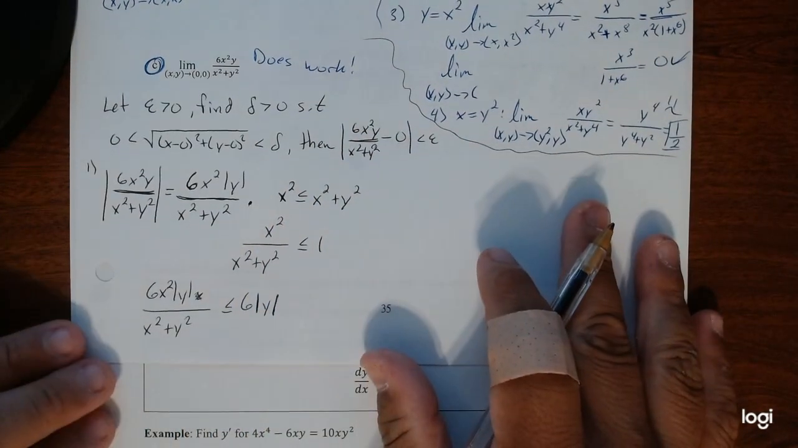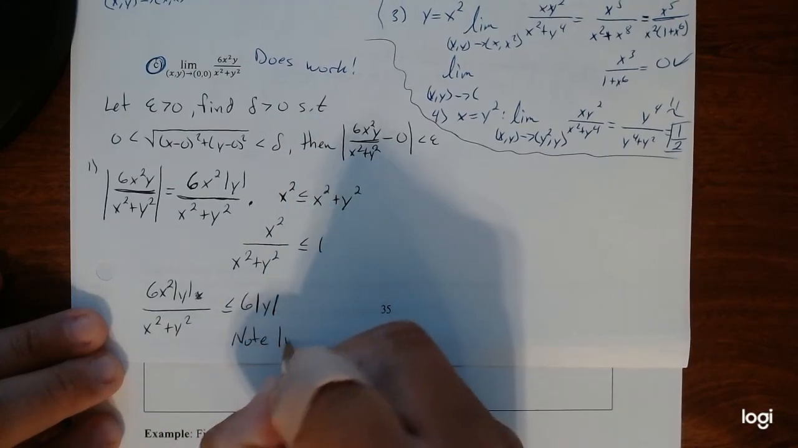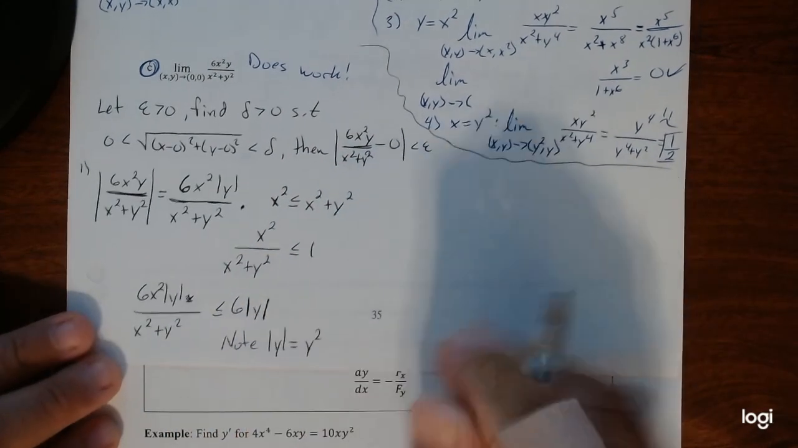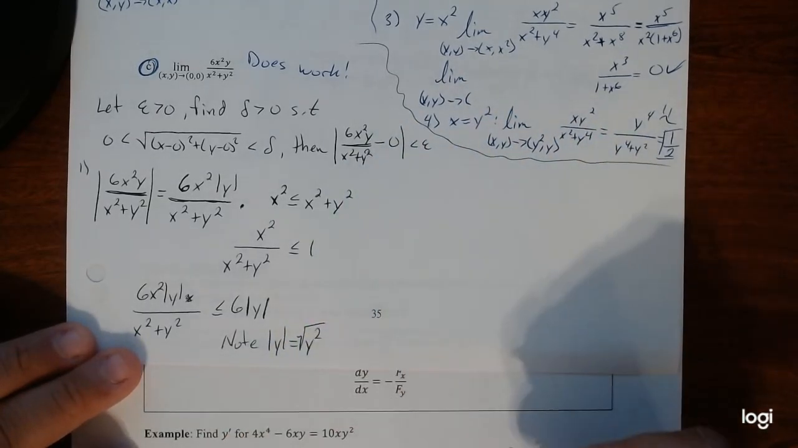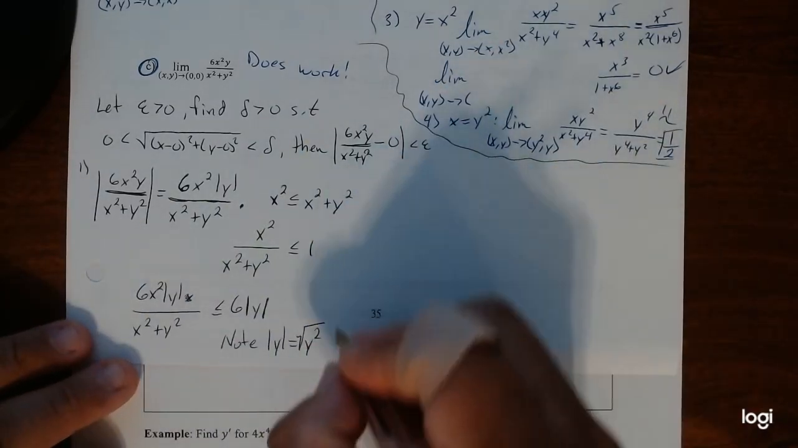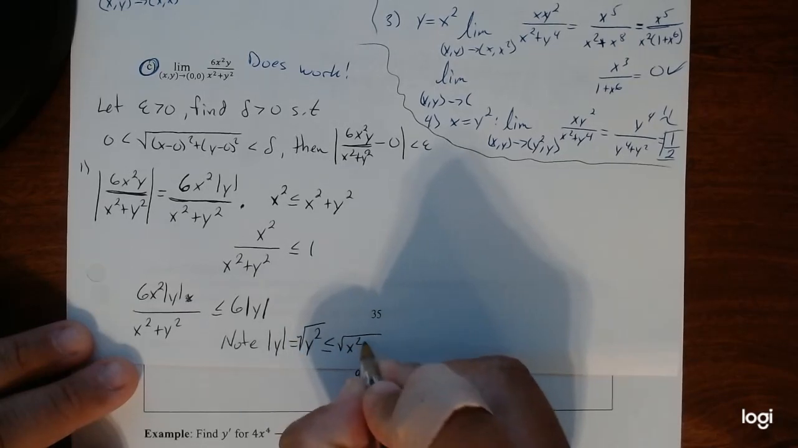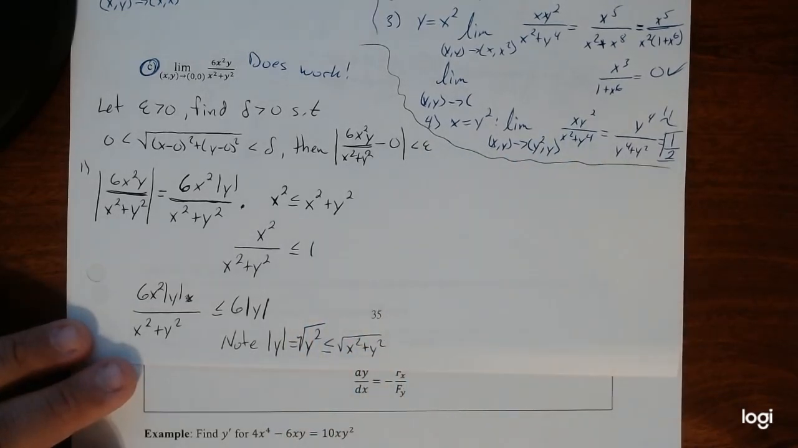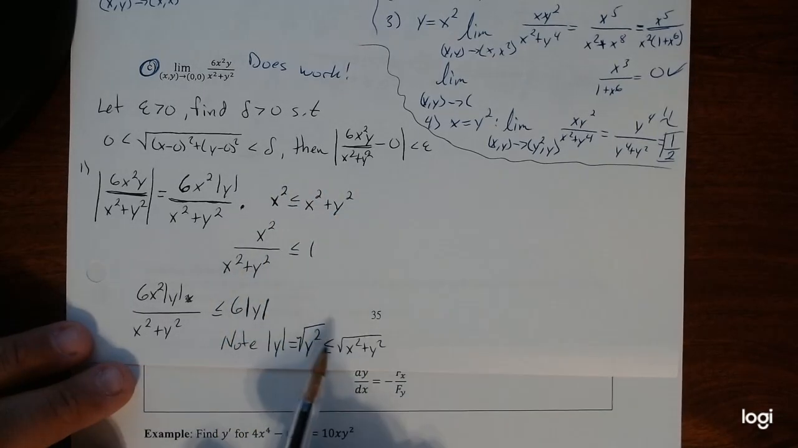Okay, so from here, let's take a little note. The absolute value of y is the same thing as the square root of y squared. Now here's the thing. The square root of y squared is actually less than or equal to the square root of x squared plus y squared, for the same concept we have above. Just taking the square root of both sides, we get the same result. But now we're just trying to get rid of the y value there.